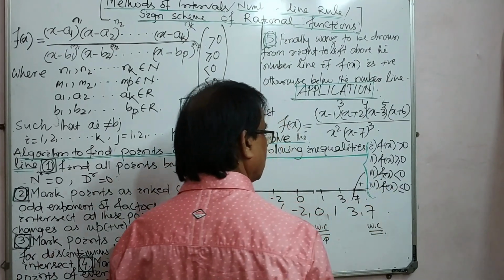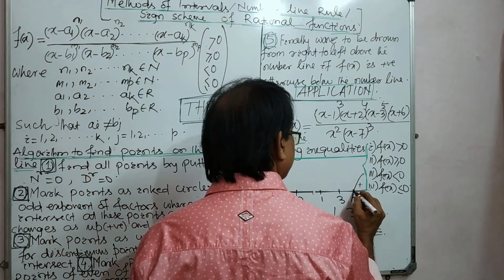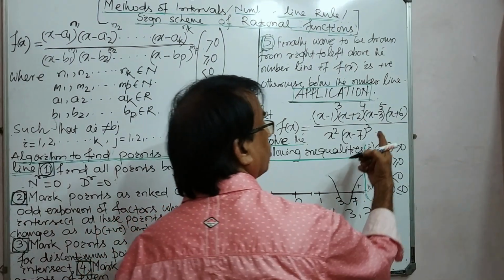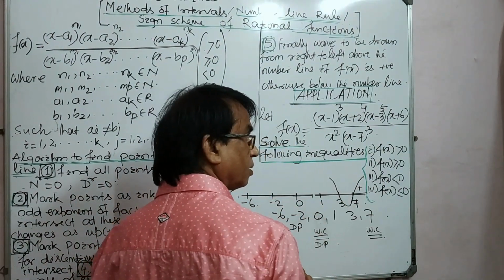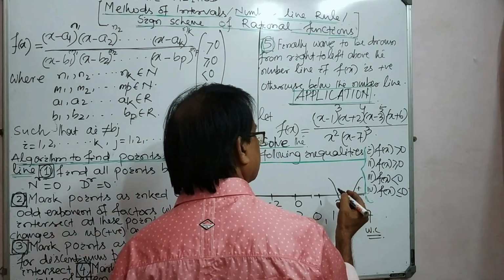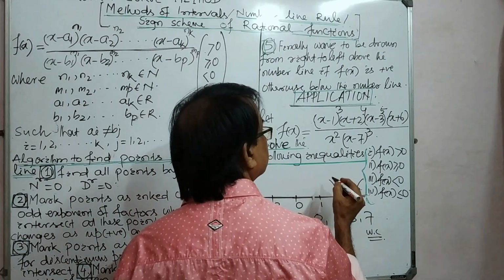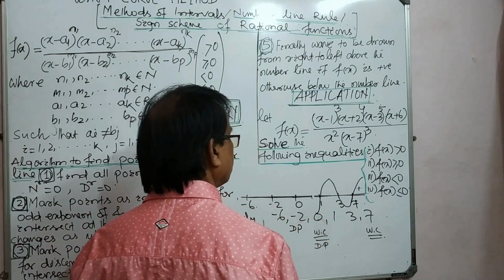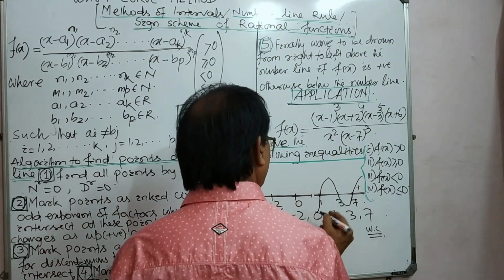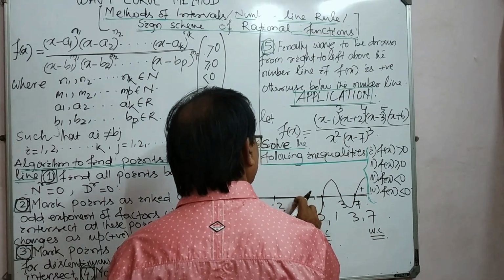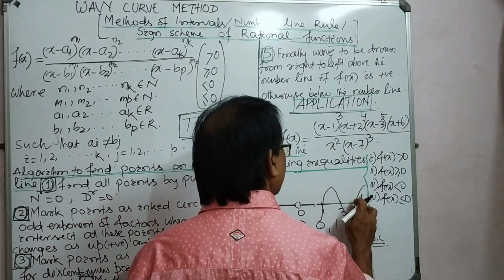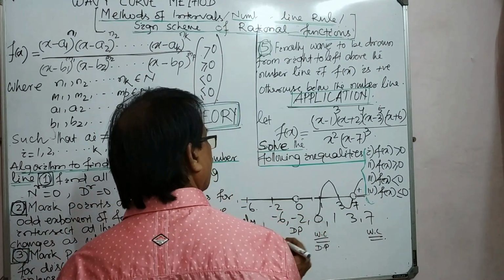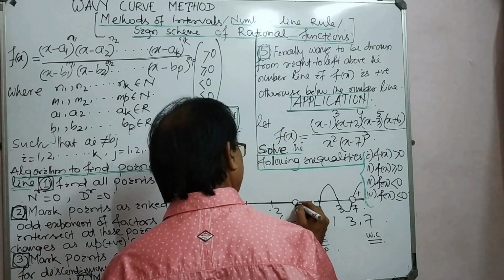The wave comes, and 3 is an odd point, the exponent is odd, so it alternately changes, and 1 is also an odd point. And 0 is the double point, so I make it white, and 7 I make it white, the wave will not pass. And the double point.